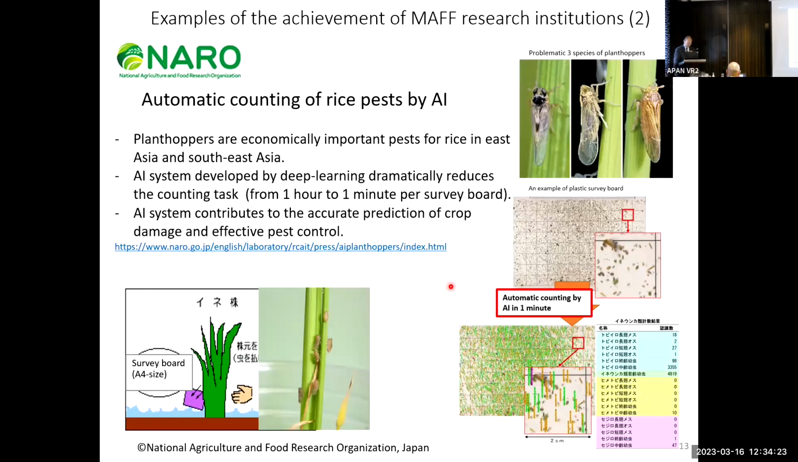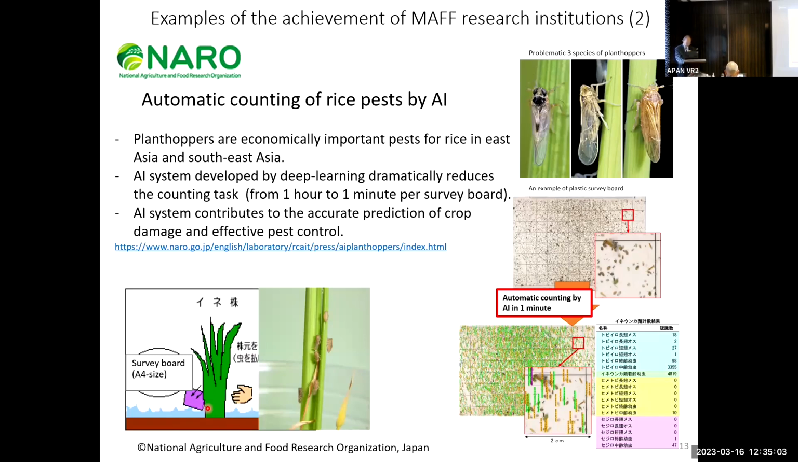The next example is the automatic counting of planthoppers, which are economically important pests of rice in East Asia and Southeast Asia. These pests suck nutrition from the plant body and disseminate diseases. In Japan, periodical investigation of the spreading situation of these pests is conducted in 3,000 sites of paddy fields every other week during the growing period of rice, using a rectangular A4-sized plastic survey board coated with a sticky substance.